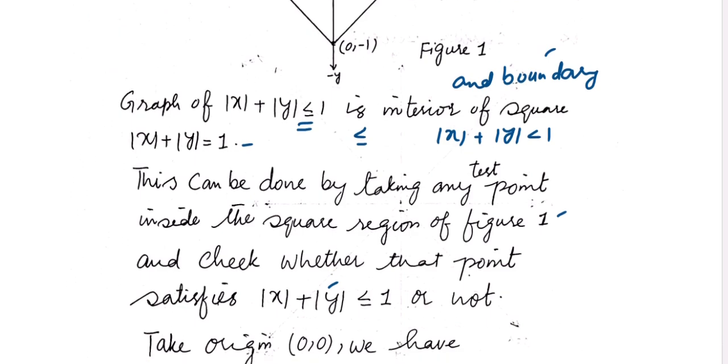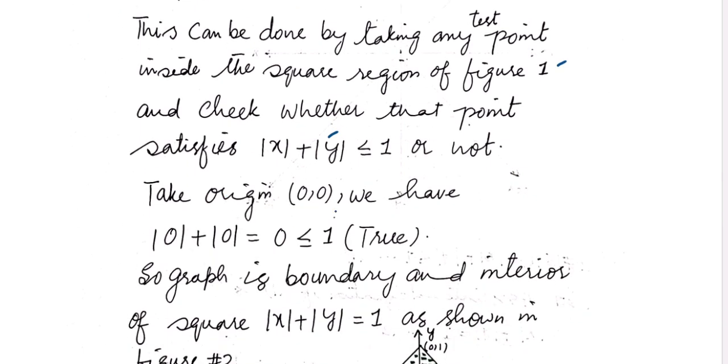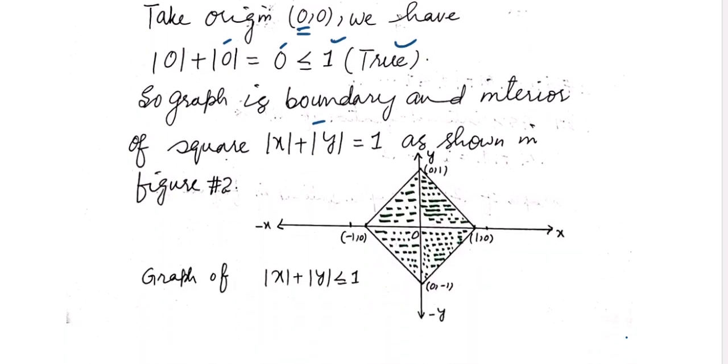Take the origin (0, 0). When you put this point in the inequality |x| + |y| ≤ 1, this becomes |0| + |0|, which is 0 ≤ 1. Yes, this is true. So the graph is the boundary and interior of the square, as shown in figure 2. So this is the required graph of this inequality.